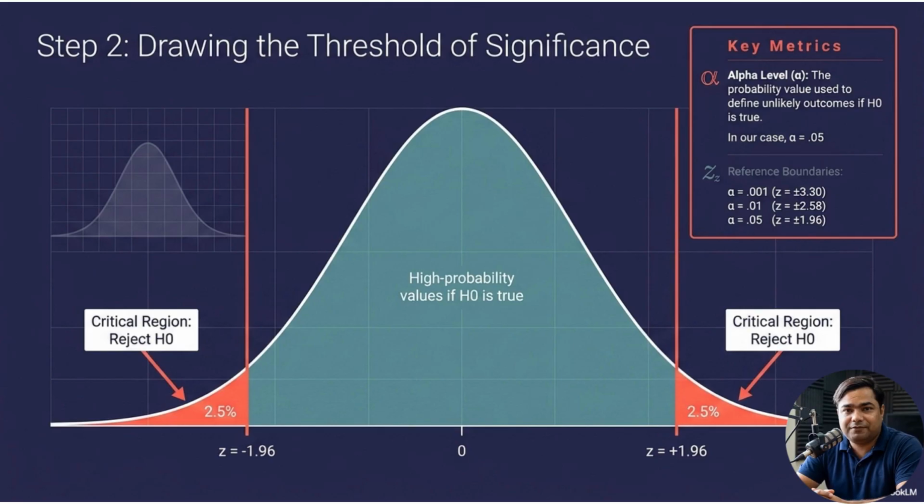For a two-tailed test with alpha equal to 0.05, the critical z values are usually z equals minus 1.96 and z equals plus 1.96. This means that if our calculated z-score is less than minus 1.96 or greater than plus 1.96, the result is considered statistically significant. But if the calculated z-score is between minus 1.96 and plus 1.96, then the result is not unusual enough to reject the null hypothesis. So, before looking at the final data, we draw a clear decision boundary. This is important because statistics should not be based on personal feeling. It should be based on a predefined rule.